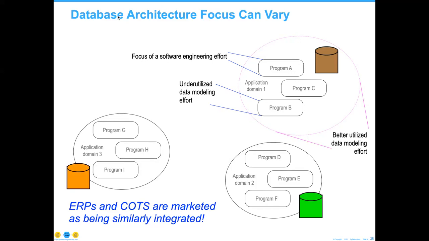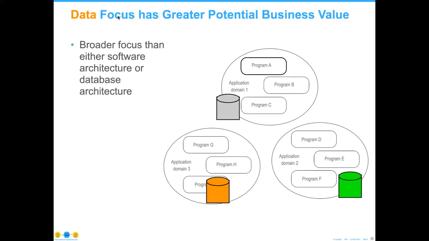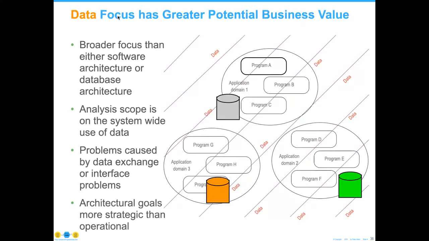Because if you don't have the ability to manage all of that together, it means it has to be managed at a more granular level, which takes longer, costs more, delivers less, and presents more risk to the organization than if you tried to manage it at the global level. In fact, the better way to represent that is to look at it here as broader than either software architecture or database architecture. The analysis is on the system-wide use of it. And more importantly, focus your problems, the things you need to fix in your organization, on the interchange and interface problems that are getting in the way of achievement of strategic goals. We'll move into that section in just a bit, but hopefully you see how data management adds up, because it's quite important.